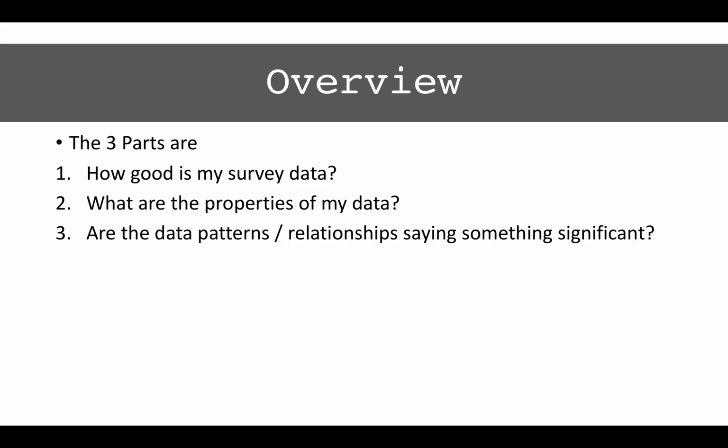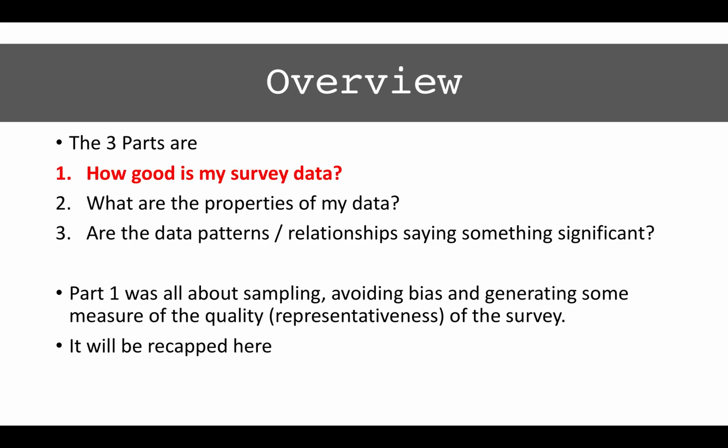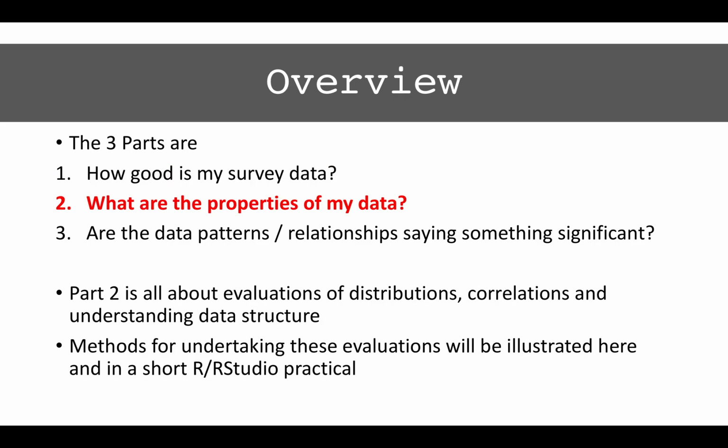Okay, so the 3 parts, just to recap, are how good is my data, what are the properties, and are the properties and the relationships saying something significant? Part one is we're going to recap what we did in week 18, which was all about sampling, avoiding bias, and generating some measure of the quality or representativeness of the survey data. Part two is all about examining distributions, correlations, and what's called data structure, and that is how different variables interact with each other. And these will be done using a short RStudio practical.